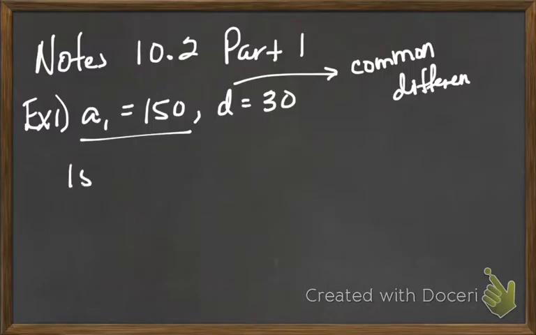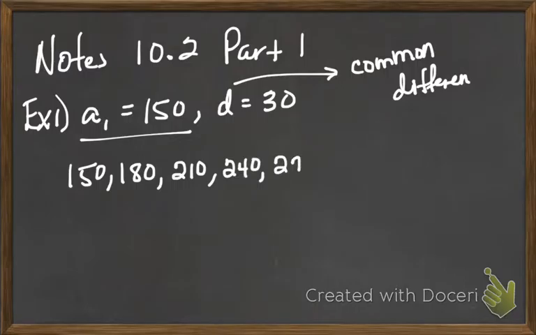So it's going to be 150 plus 30, which is 180. 180 plus 30, which is 210. 210 plus 30, which is 240, and so on. 270 all the way through 300. Make sure you have 6 terms because that's what the directions are asking you to do.